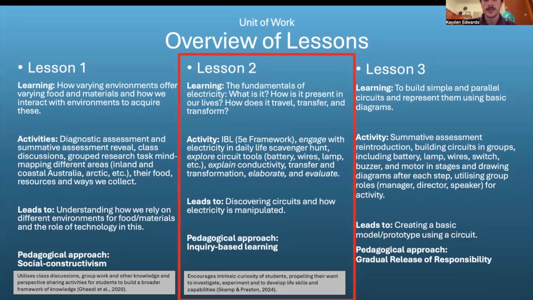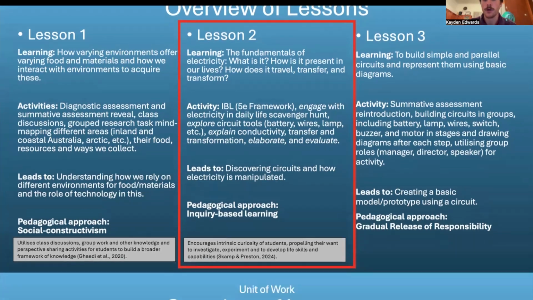Lesson two is moving on to electricity. So, what is it? How does it represent or present in our lives, really? How does it also travel, transfer, and transform? We're going to be activity-wise using an inquiry-based learning framework, the 5E frameworks. We'll be engaging in electricity in a daily life scavenger hunt, and you can read more on that. That will lead to discovering circuits first and foremost and how electricity is even manipulated. Once again, the pedagogical approaches are below.